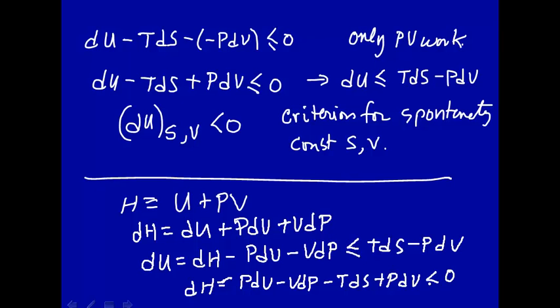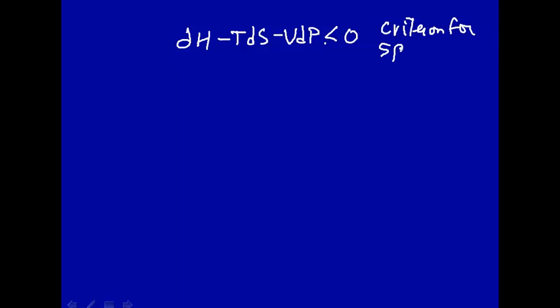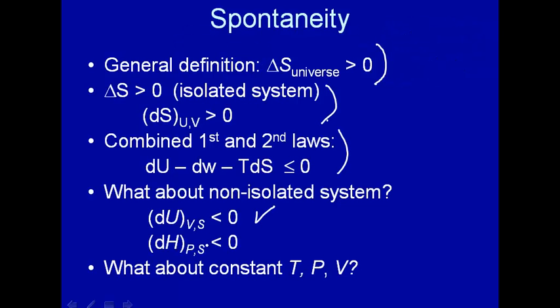Let's get rid of the equal, so we'll look at real processes. And how convenient, the PdV cancels out. So we're left with dH minus TdS minus VdP is less than 0 for a spontaneous process. So this is a criterion for spontaneity for constant S and P. Constant S, constant P, dH is less than 0. So there's where that comes from: dH at constant S and P is less than 0.